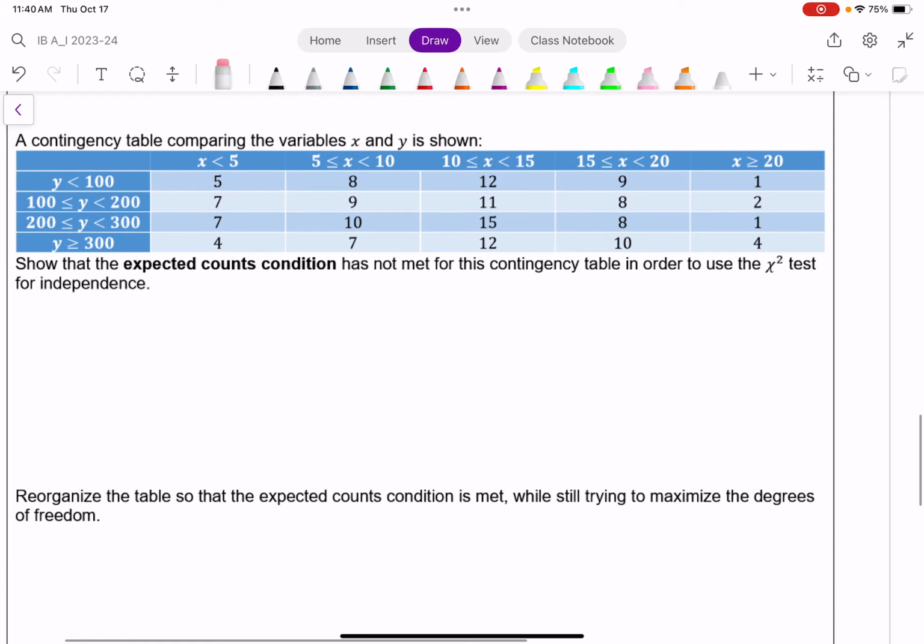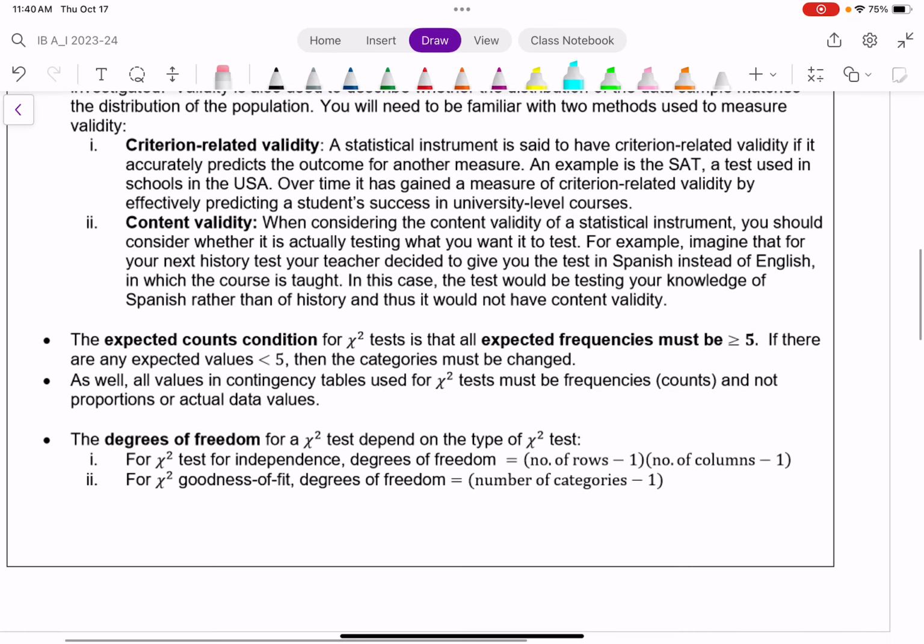I want to now talk about this expected counts condition. Earlier in the course, we looked at some various chi-squared tests, including the test for independence or goodness of fit. I'm going to focus on tests for independence here. One thing we didn't mention before is that if we are going to use any chi-squared tests, our expected counts always must be at least 5. And so that's what I mentioned right here.